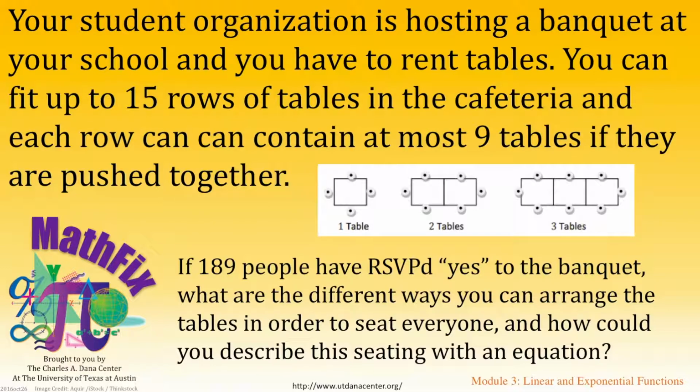Students are asked to determine the different seating arrangements for the 189 people that have RSVP'd to attend a school banquet, given the parameters that the cafeteria can accommodate up to 15 rows of 9 tables, if all of the tables are pushed together. They are then asked to describe these different seating arrangements with an equation. Where might students start with this? Let's jump in.